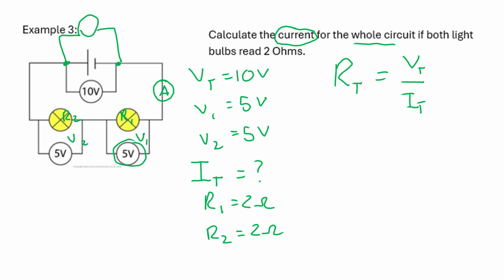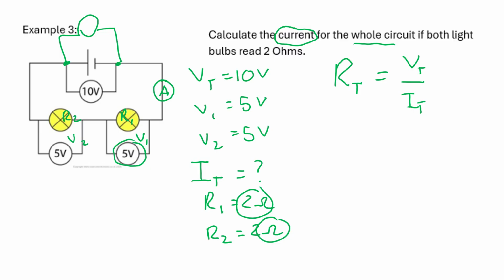In grade 8 and 9, you might get given this equation. In grade 10, it's not on the data sheet, but in grade 11 and 12, it is on the data sheet. So just do with it what you will. So this is the equation we're going to use to find I total. So do I have the total R? I don't have the total resistance. They told me both of them is 2, but that's not giving me the total.